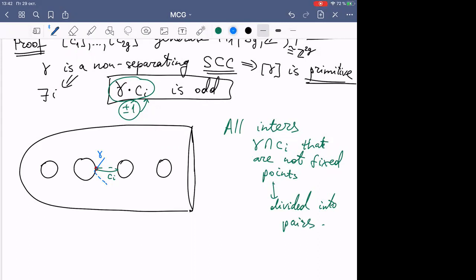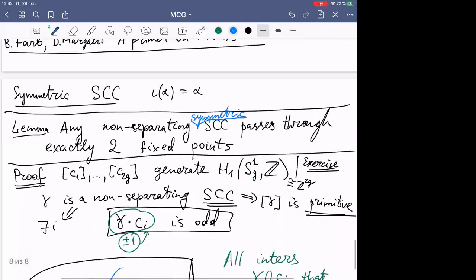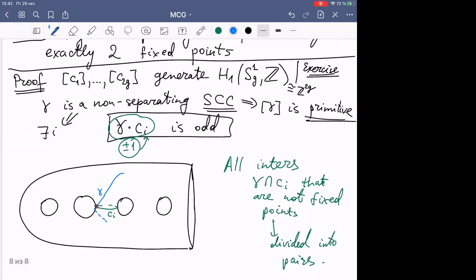Since gamma is a symmetric simple closed curve, any of its intersections with CI has a symmetric intersection. So this is a general observation that if we have two symmetric simple closed curves, then their intersections which are not fixed points can be paired off.